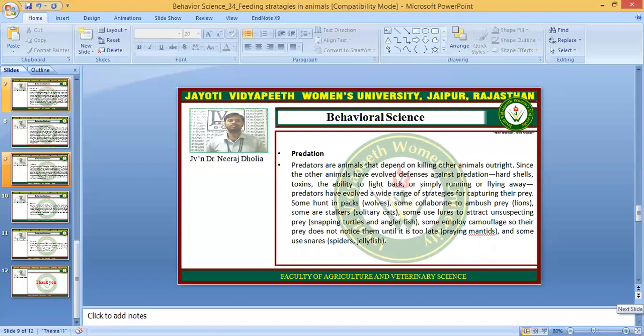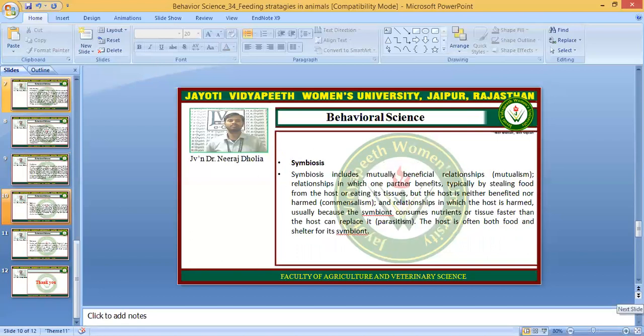The next type of feeding habit is predation. Predators are animals that depend on killing other animals for food, and since other animals have evolved defenses against predation, such as hard shells, toxins, the ability to fight back, or simply running or flying away, predators have evolved a wide range of strategies for capturing their prey.